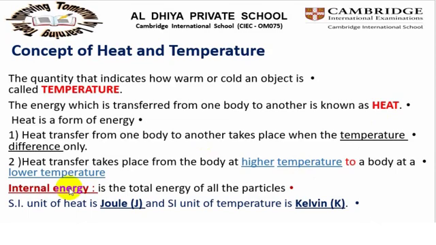What is the meaning of internal energy? Internal energy is the total energy of all the particles. What about their units? For temperature, it is Kelvin. Heat is Joule. And internal energy is Joule.